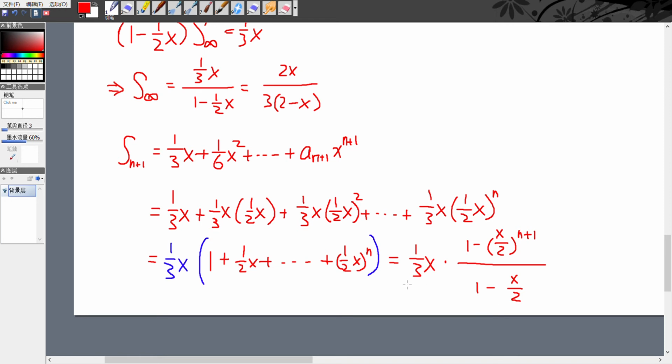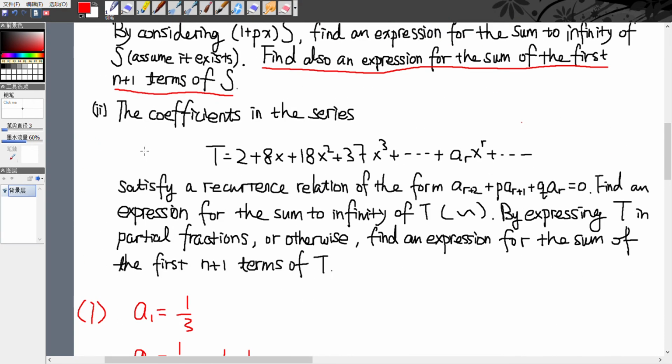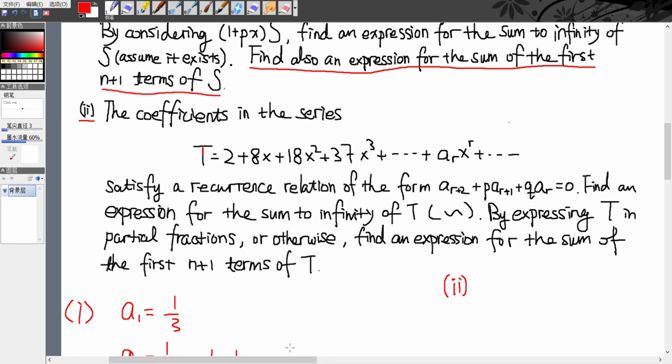So I think this is the result of our Sm plus 1. So the second question is, provided another series named as T, and it says the coefficients in the series T satisfy a recurrence relation of the form a r plus 2 plus p a r plus 1 plus q a r equals 0.